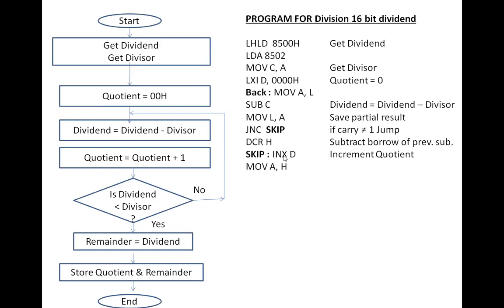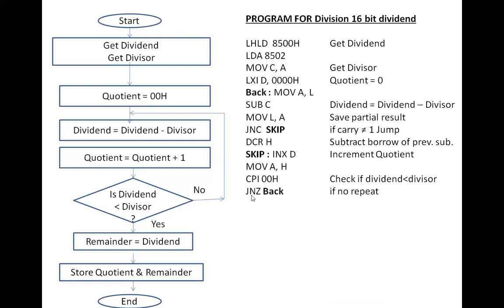Now, it is possible that carry has been generated and the H value has been decremented, so the content of the H register may become zero. First of all, we have to check it. For checking it, we have to copy the content of the H register into the accumulator. Once we copy it, we are going to check whether it has become zero or not. If it has become zero, then the zero flag will be set.